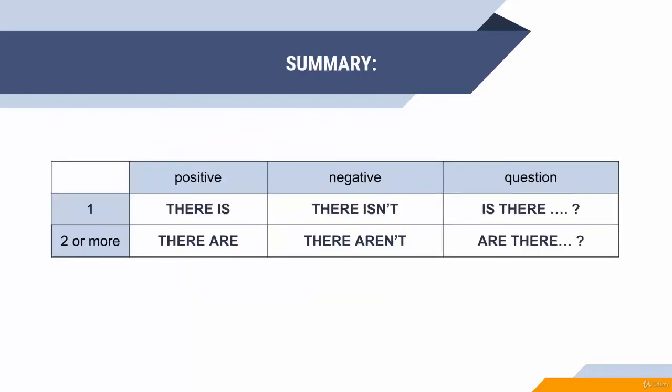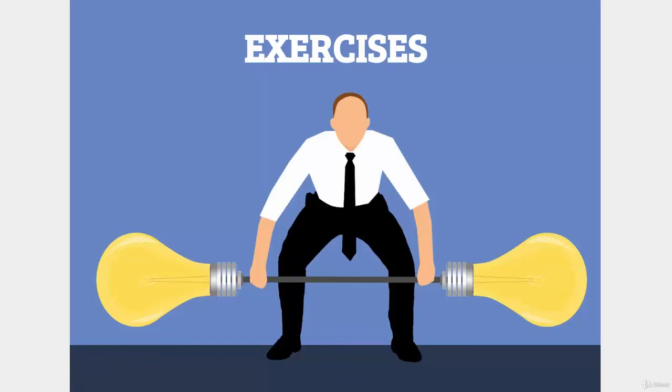Everything that we spoke about. When there is a positive sentence, one thing we speak about, there is. Two or more things, there are. Negative, there isn't, there aren't. And the question, it's really easy, you just exchange the words, you change their places. Is there, are there. Time to practice what we've learned, and time to check the PDF.